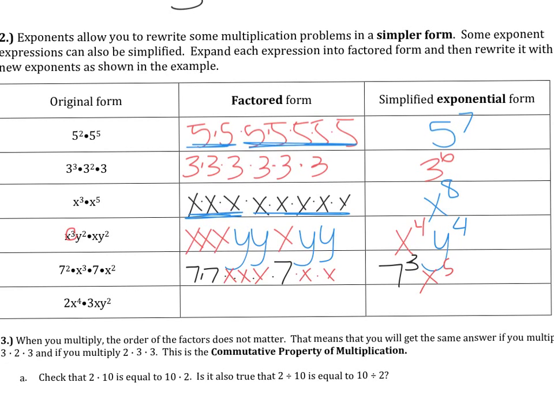Alright, and then the final example. So we're going to have a 2. We're going to have x times x times x times x for the 4 x's. We're going to multiply by 3, another x, and then y times y. So we're going to take 2 times 3, which is going to give us 6. And then we'll count up our x's. So we're going to have x to the 5th power, because there are 5 x's, and y squared.